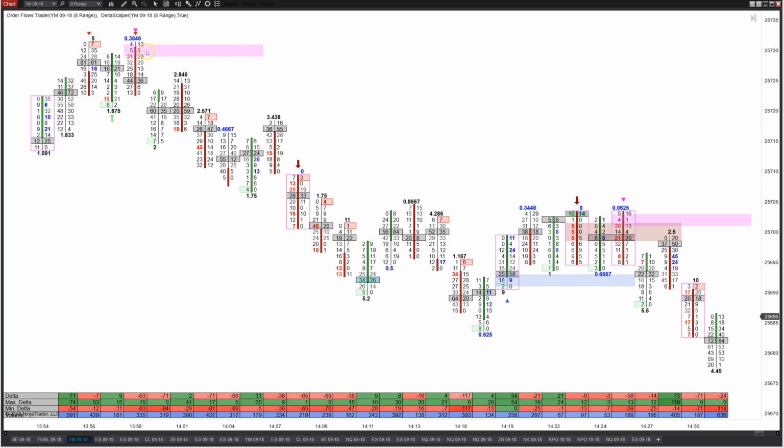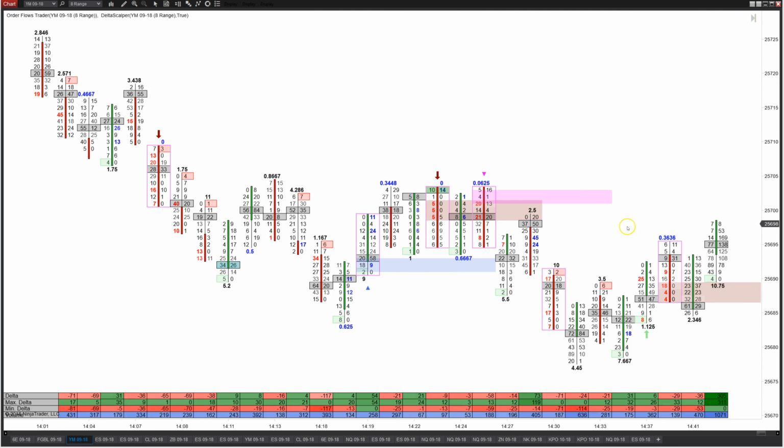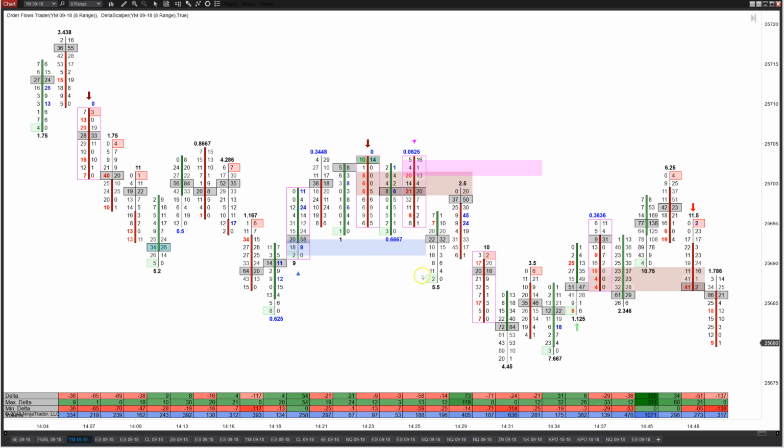So here you got a delta scalper sell. It's reading the delta and price action. Here you got a delta scalper buy. This one just sort of went sideways. Then you got another delta scalper sell here. And it sold off a little bit, retraced back up and sold off.